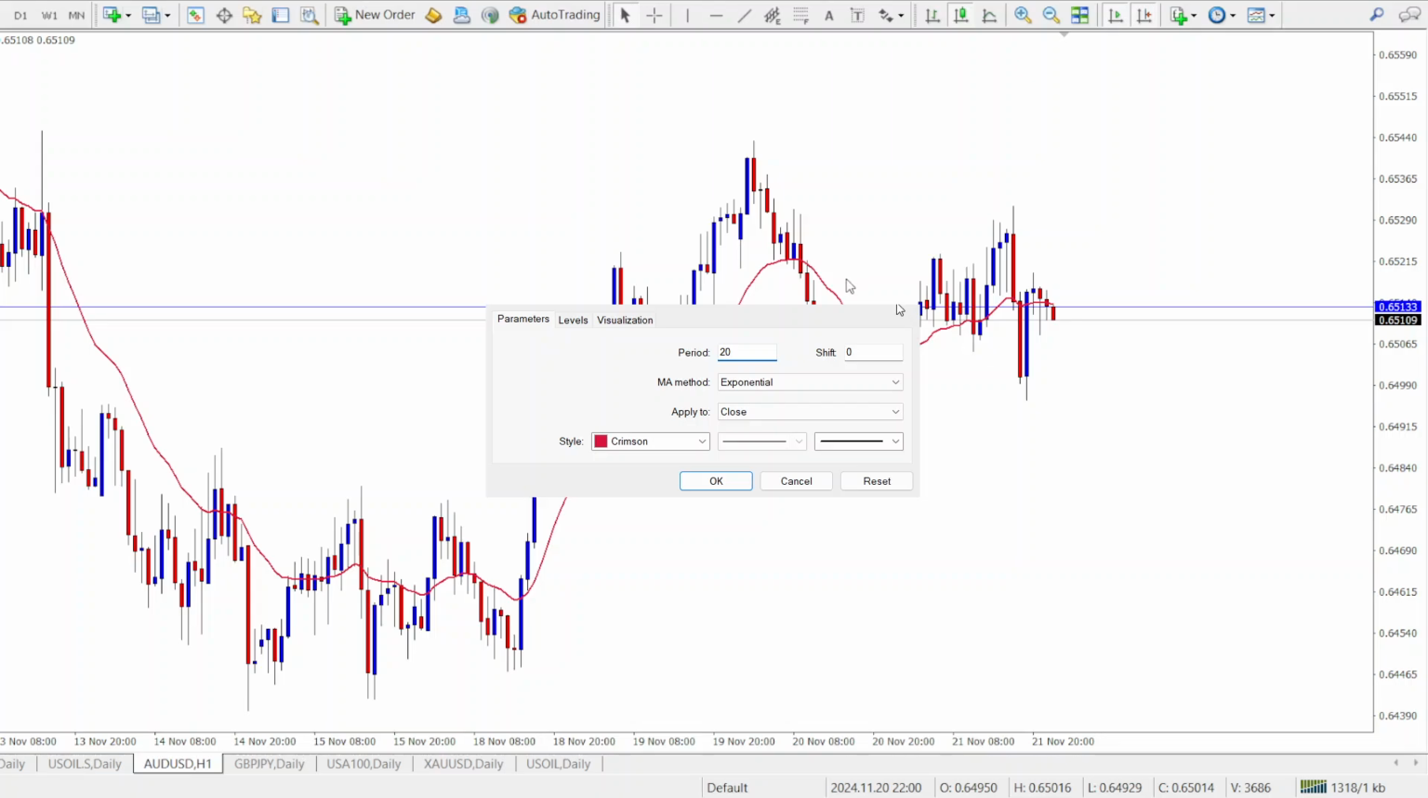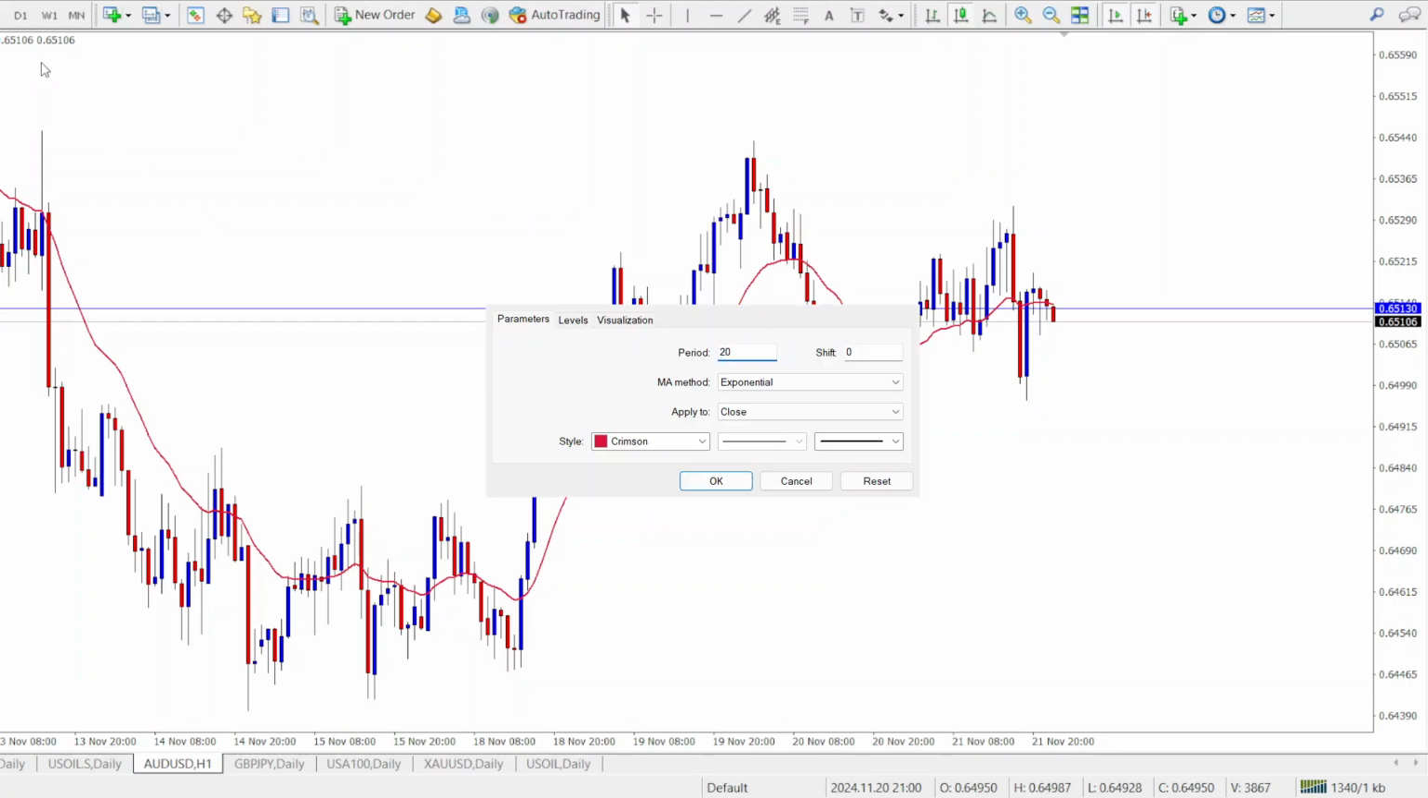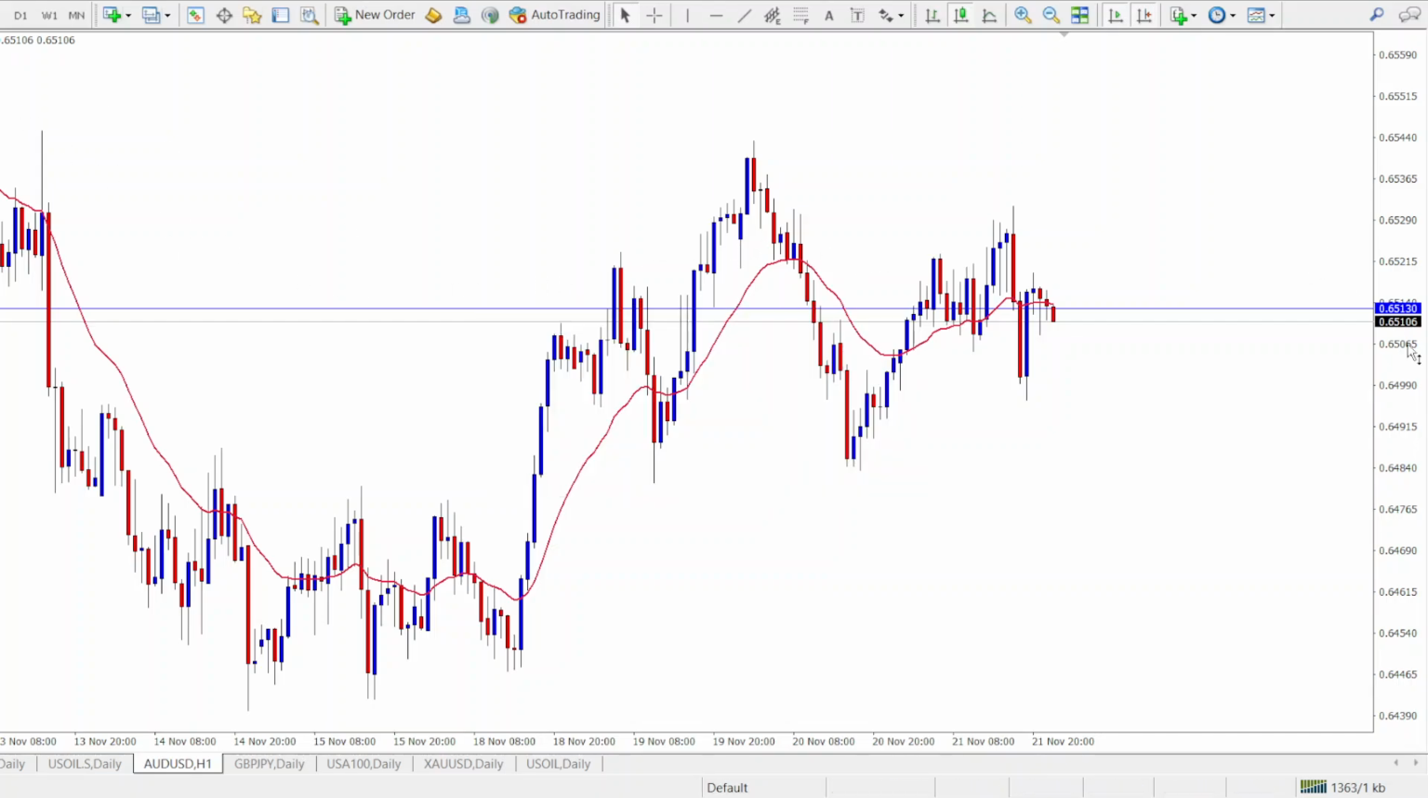For example, if you are on the 1 hour time frame and you set the period to 20, it means that the average is going to be calculated based on 20 hours. If it was the daily time frame and you set it to 20, it's going to be 20 days. If it was 50 periods, it's going to be 50 days. If it was 50 periods on the 1 hour, it's going to be 50 hours and so on. Now, the main purpose of a moving average is to filter out market noise.